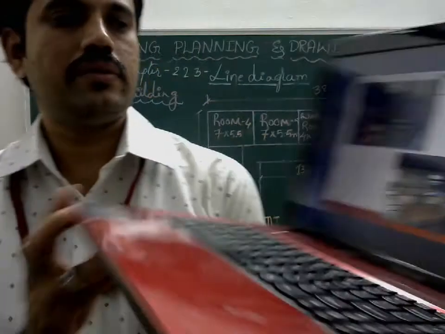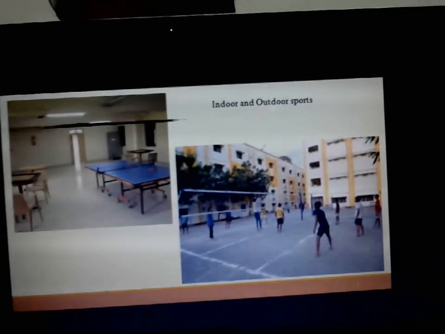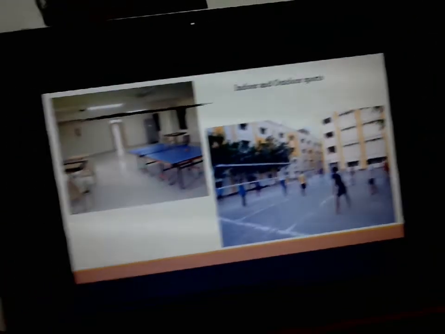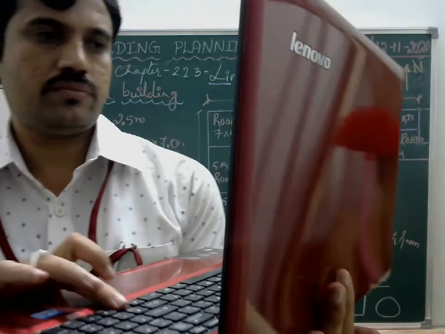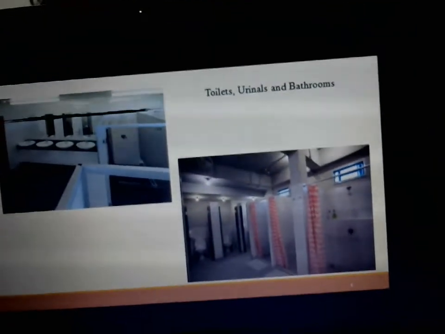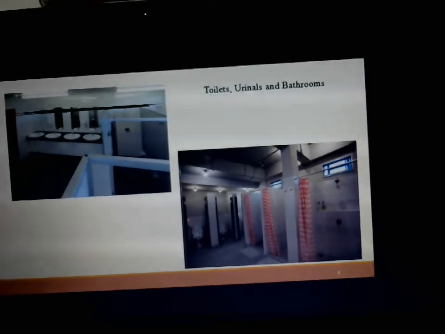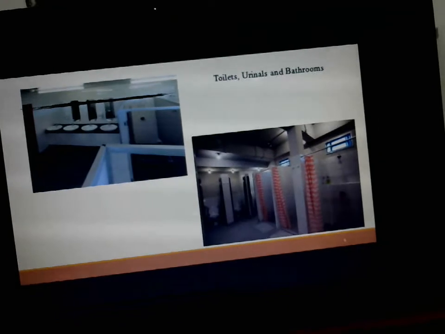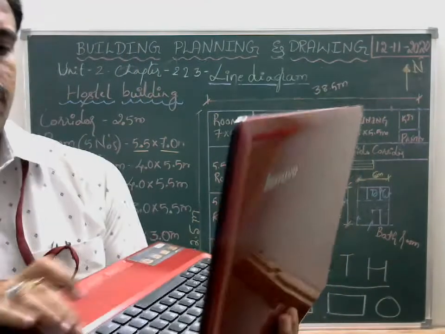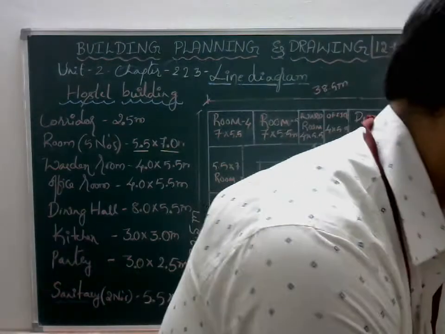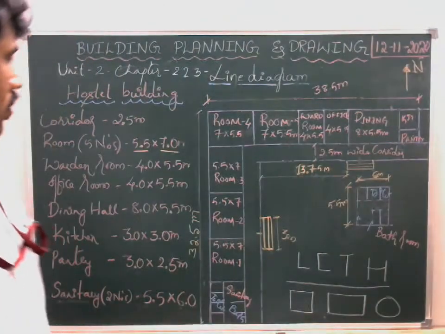We have to provide a space for recreational purposes. It may be indoor or outdoor. These are for sanitation purposes. These are basic amenities we have to provide: toilets and bathrooms. Then the utility area. Right, so these are the basic things we have to include in a hostel building.